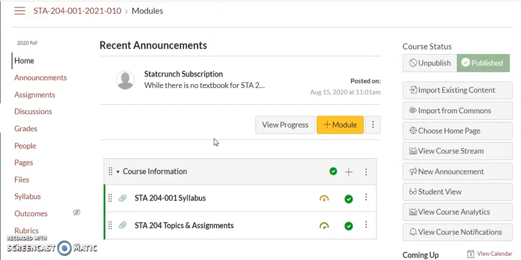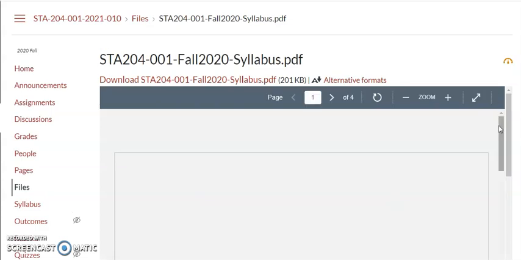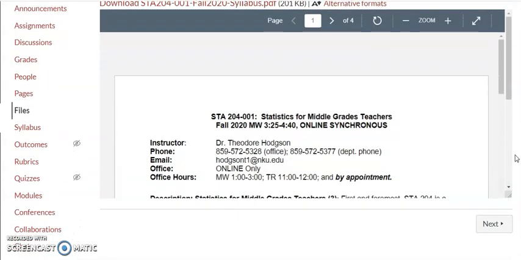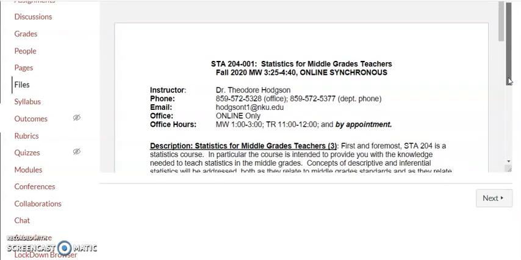Okay, so for the rest of this time we're just going to walk through this course syllabus as we would if this were the first day of class. This is a synchronous class. This is my first synchronous class online. Synchronous means that we're actually going to have class during the class periods, which is 3:25 to 4:40 Monday through Wednesday.